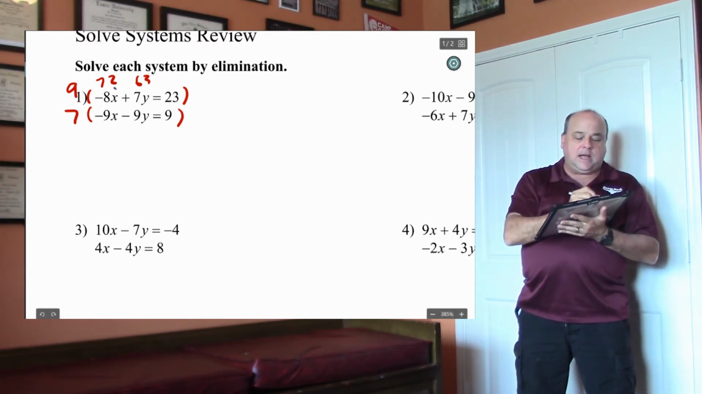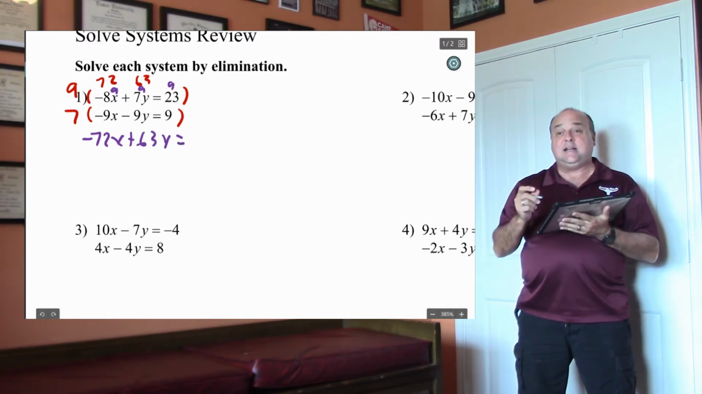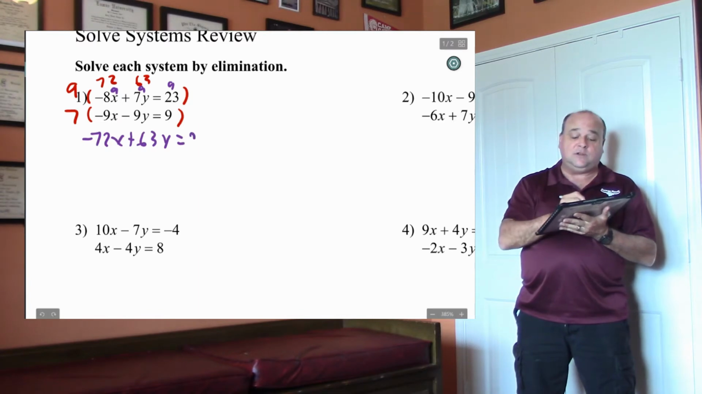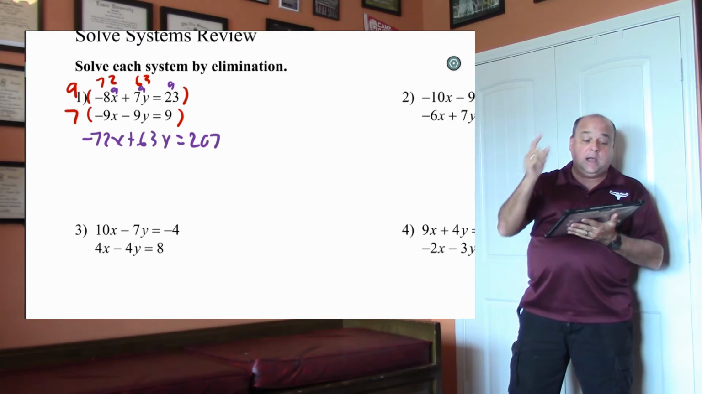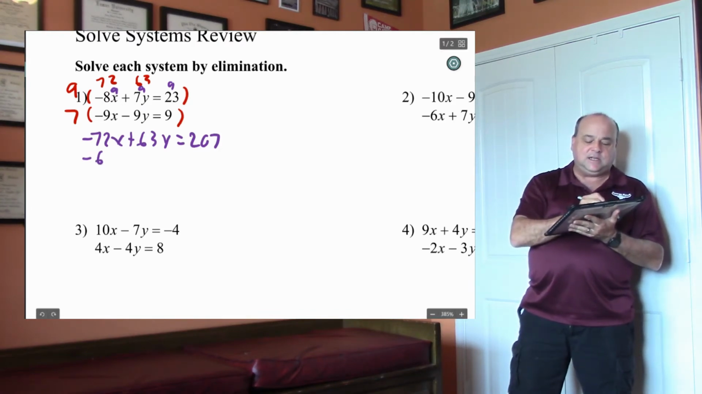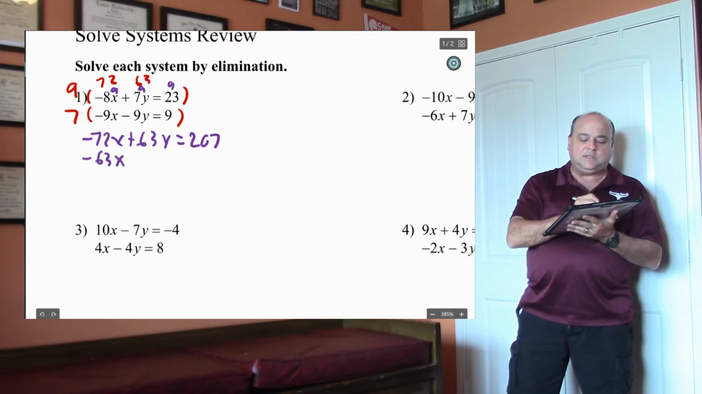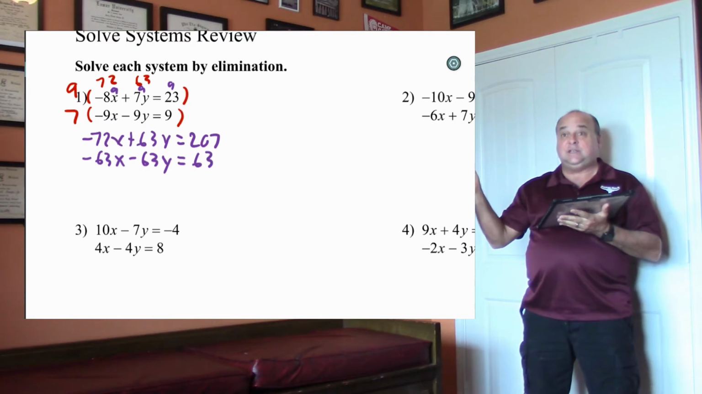So I'm going to multiply the top by 9, and I'm going to get negative 72x plus 63y equals 9 times 23, which is 180 plus 27, 207. If you can't do that in your brain, you have to use a calculator. Now I'm going to multiply the bottom by 7. 7 times negative 9 is negative 63x, and 7 times negative 9 is negative 63y, equals 7 times 9 is 63. So I just multiplied all those 9's by 7. I got 63, don't I?